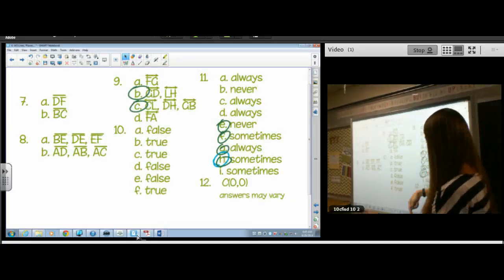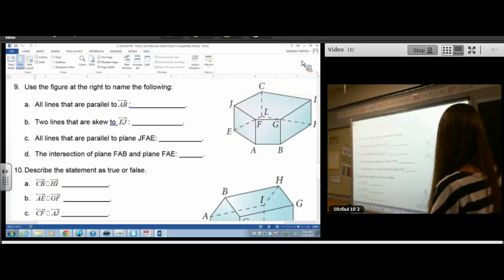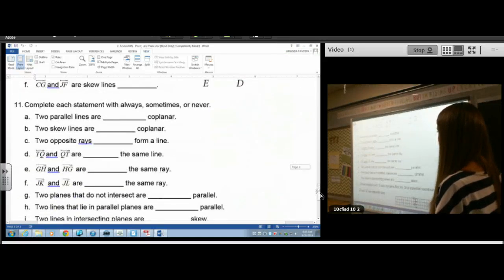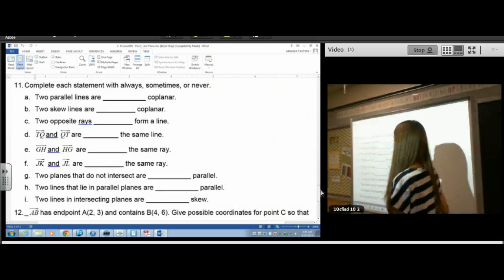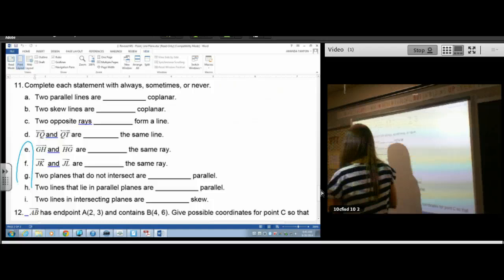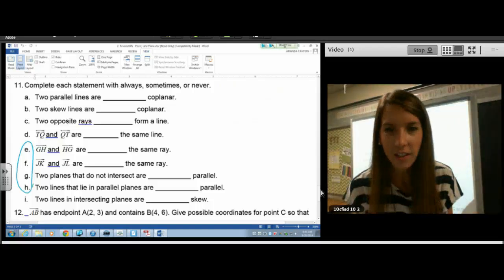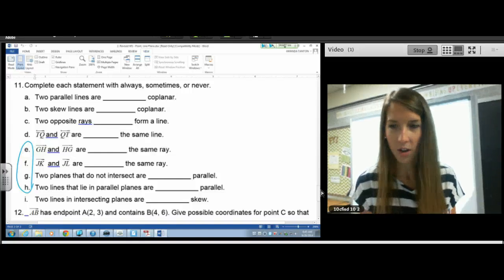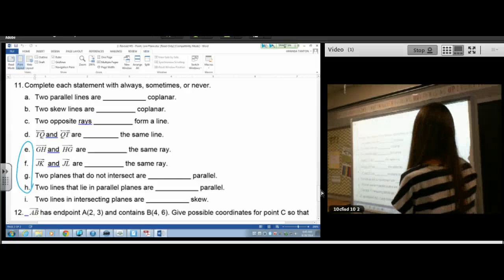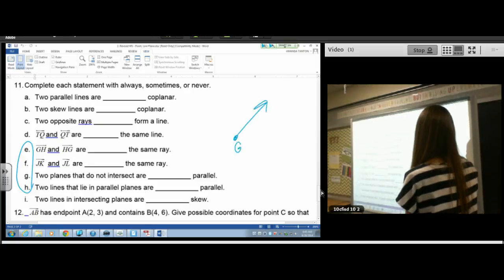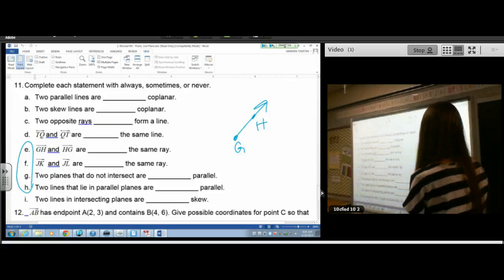11, E, F, G, H. Okay. So 11 was tough. Was 11 tough? Okay. 11, E, F, G, H. Always, sometimes, never. We love always, sometimes, never. Wait a minute, there's no picture. So you have to draw your own picture. Imagine that. Okay. Ray GH and ray HG.